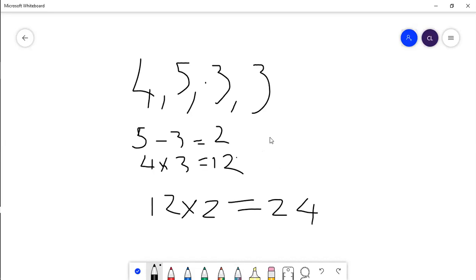Beautiful. I couldn't say that I have done it better. Anyone with another option on how to get 24? Anyone else with another idea on how to get 24?